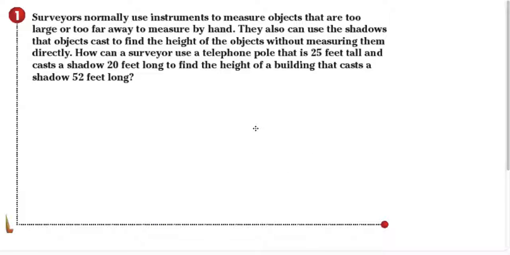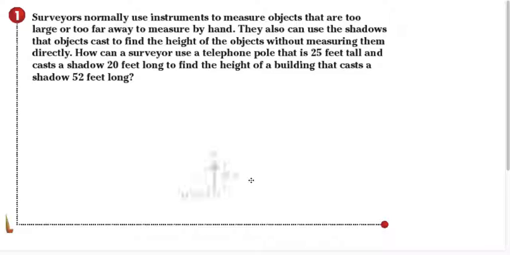Okay. So again, proportions can be used to find measures of the sides of similar triangles when some measures are known. Okay, and that goes with example number 1. Surveyors normally use instruments to measure objects that are too large or too far away to measure by hand. They can also use the shadows that objects cast to find the height of the objects without measuring them directly. How can a surveyor use a telephone pole that is 25 feet tall and casts a shadow of 20 feet long to find the height of a building that casts a shadow 52 feet long?